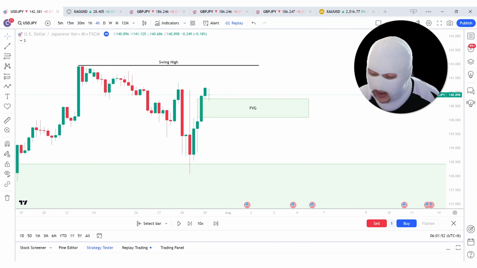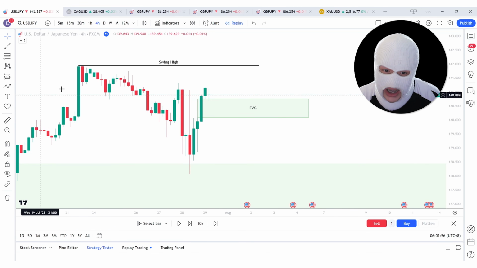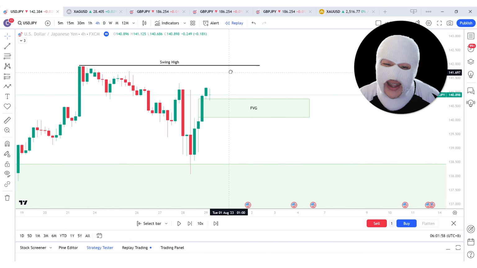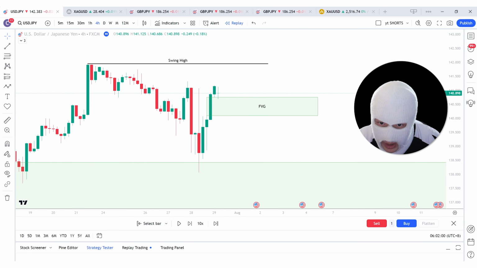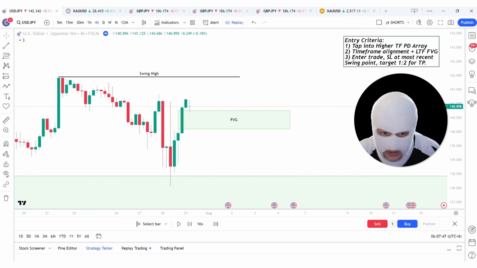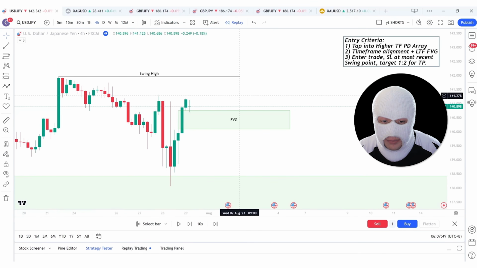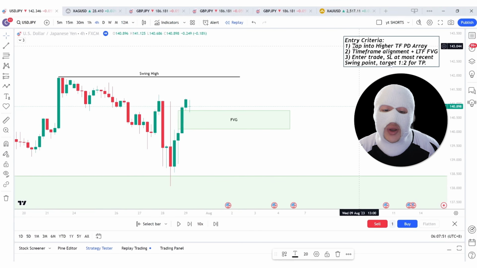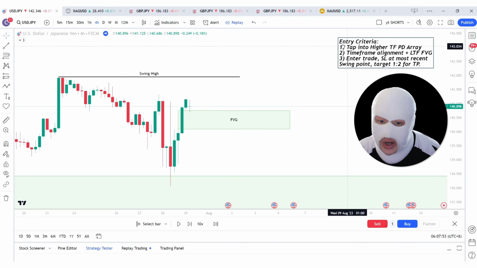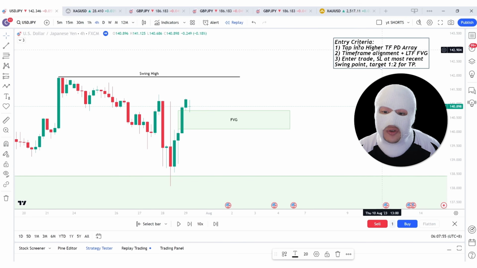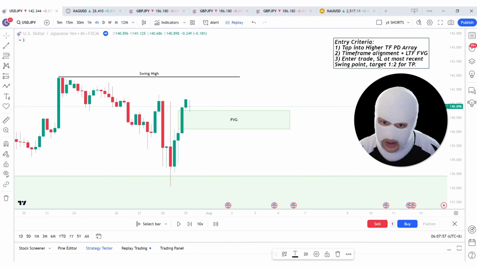The entry criteria is as simple as it gets. I've already stripped it down to the bare essentials, so you can focus on identifying the highest probability, higher time frame confluences. These 3 steps are all you need. Step 1, tap into a higher time frame PD array. Like I mentioned, we are going to focus on fair value gaps.